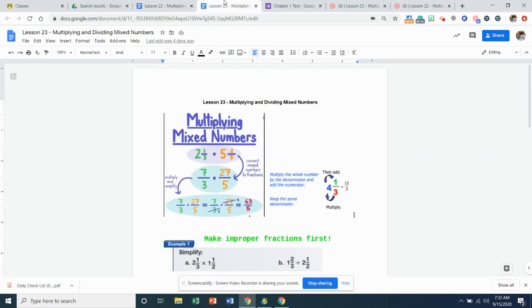Okay, so let's go to lesson 23. The only difference in lesson 23 is that we're now multiplying mixed numbers. And a mixed number means there's a whole number and then the fraction. And the only difference is we have to turn the mixed number into an improper fraction. Here is how you turn a mixed number into an improper fraction.